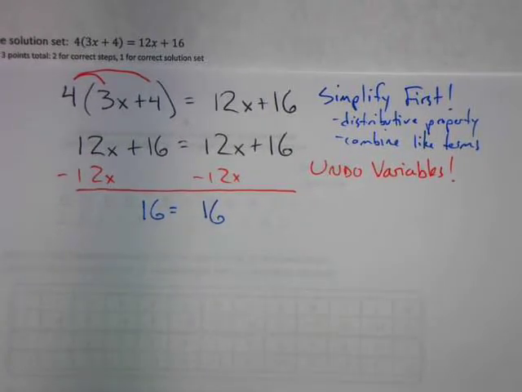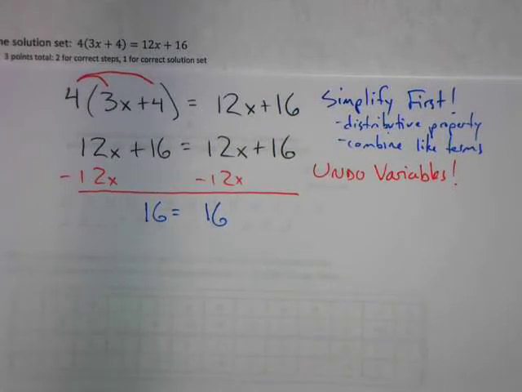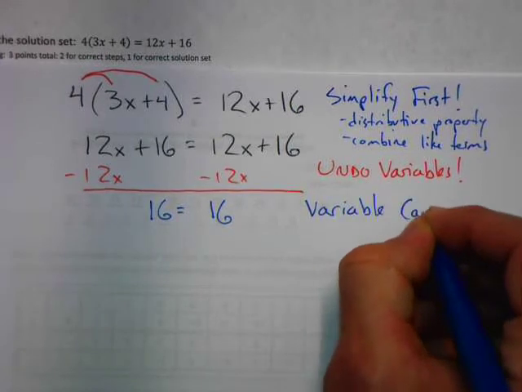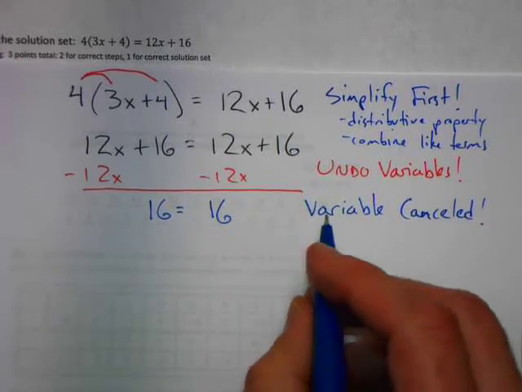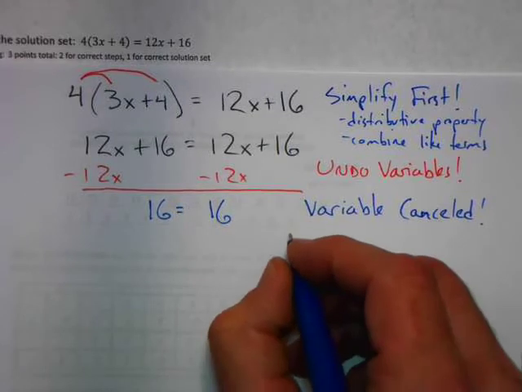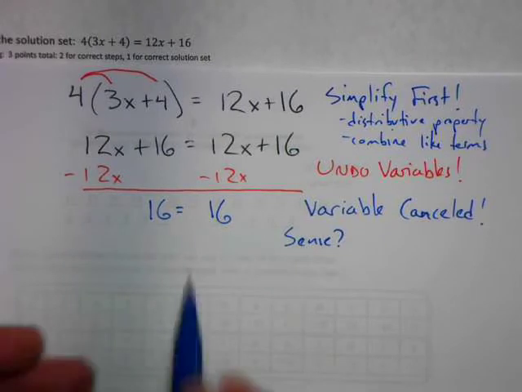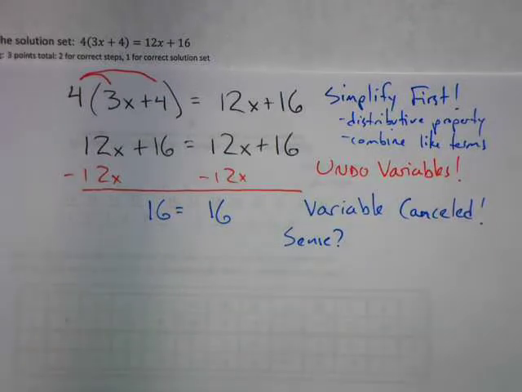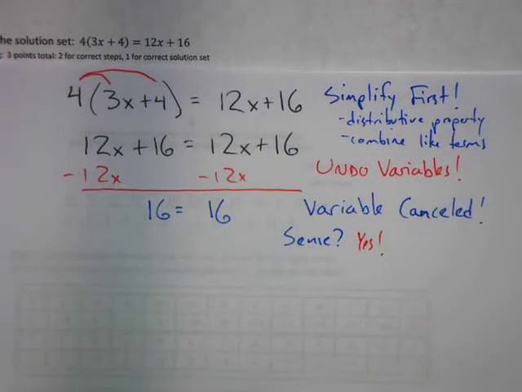Holy moly, that's crazy. But if I undo variables first, it's going to be easy to see what I'm left with or what I need to do. But look what's happening here. Something strange just occurred. The variable canceled. And what we should know is that if our variable cancels, we have to ask a question. Does this make sense? So, does what's left make any sense? Read it out loud. 16 equals 16. Well, duh. That makes perfect sense, yes. So does it make sense? Absolutely. But what does that mean for the solution set?